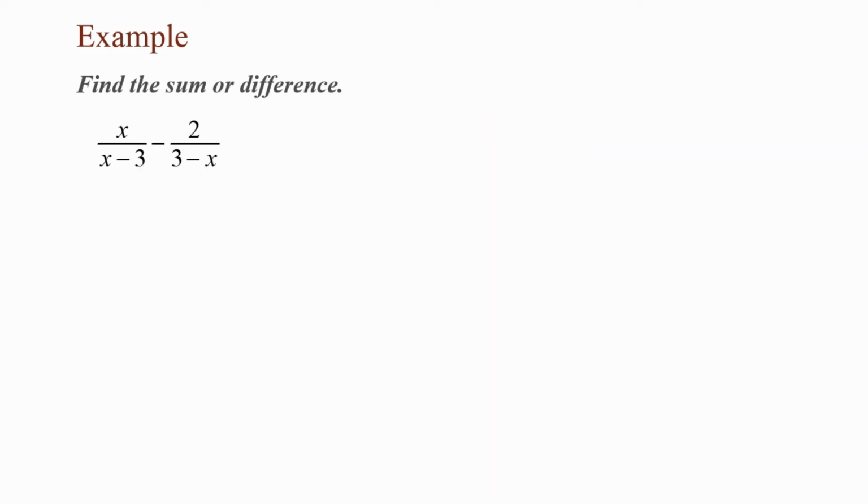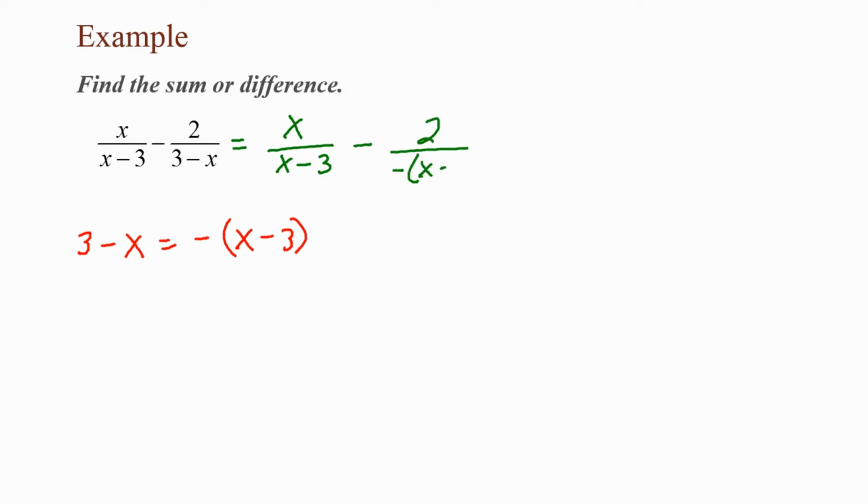In this example, we want to write the sum or difference, x over x minus 3 minus 2 over 3 minus x. One of the things we need to remember is that 3 minus x is the same as the opposite of x minus 3. So I want to rewrite my second denominator. So this equals x divided by x minus 3 minus 2 over negative x minus 3.